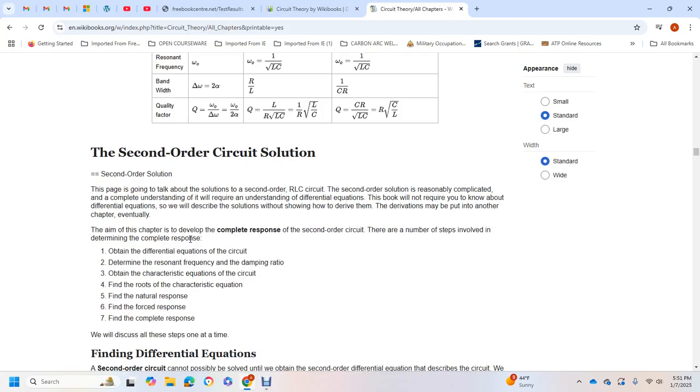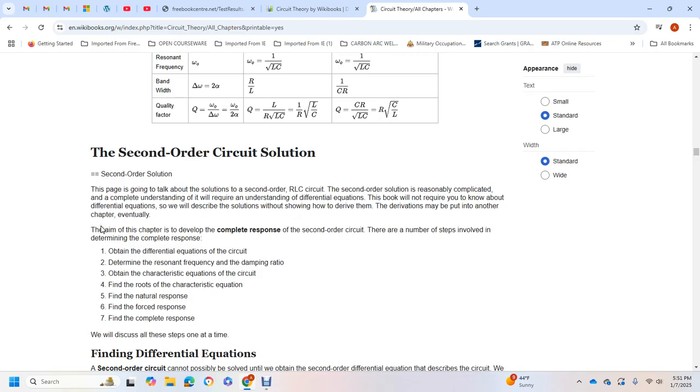This page is going to talk about the solution of a second order resistor-inductor-capacitor circuit. A second order solution is relatively complicated and needs a complete understanding of differential equations. This book will not require you to know differential equations to describe the solution, but shows how to derive them. The derivations may be in another chapter eventually.